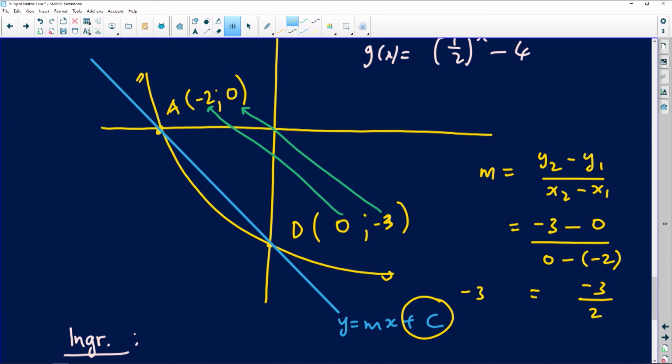I'm getting a negative gradient. Am I happy? Yes, because my straight line is a decreasing line. If I got a positive gradient, I'd be very worried about my calculations or some of the things I have here.